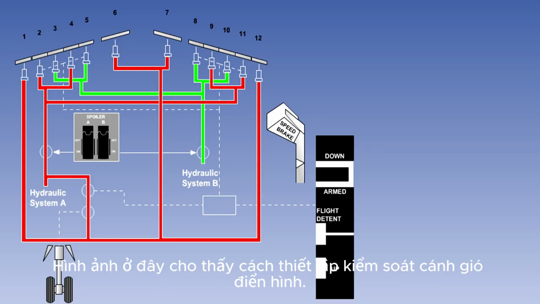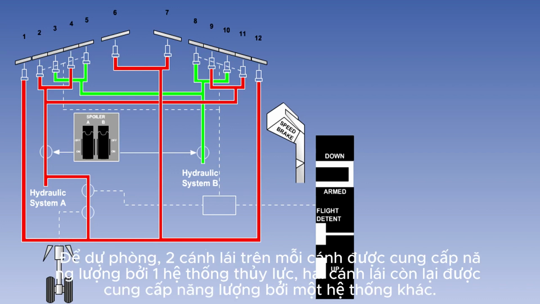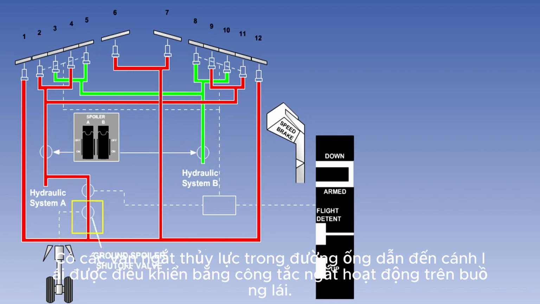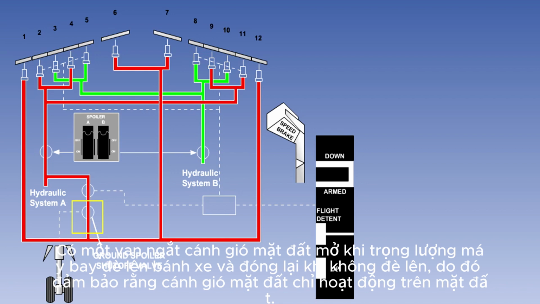Shown here is a typical spoiler control setup. To provide redundancy, 2 of the flight spoilers on each wing are powered by one hydraulic system, with the other 2 being supplied by a different system. There are hydraulic shutoff valves in the lines to the flight spoilers, controlled by flight deck operated shutoff switches. There is a ground spoiler shutoff valve which is open when the aircraft weight is on the wheels and closed when it is not, thus ensuring that the ground spoilers operate only on the ground.